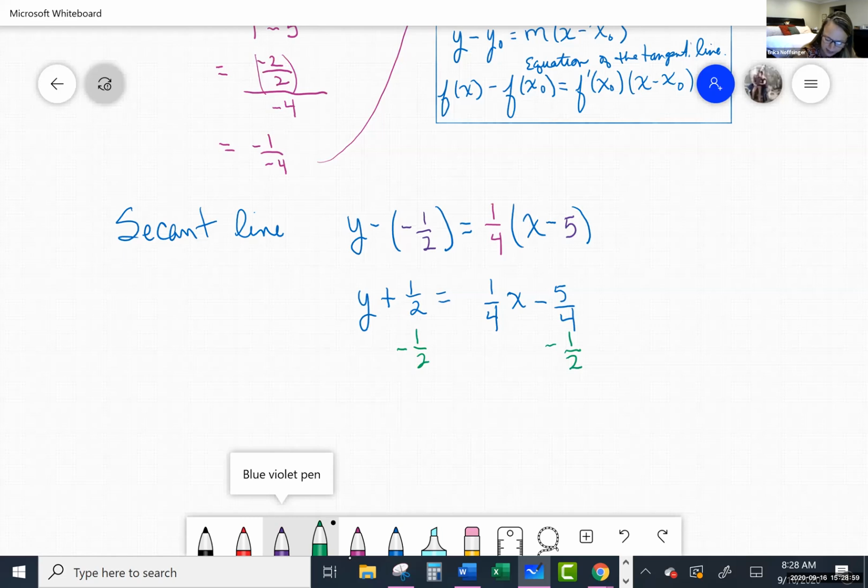So bringing our y down, this is equal to 1/4 x, and then a negative 5/4 minus a 2/4. So negative and a negative adding, so this would also be negative. Negative 5/4 minus 2/4, so that's negative, so minus 7/4. Okay, so we just found the equation of that tangent line. Not the tangent line, sorry, I keep on saying that. The secant line.